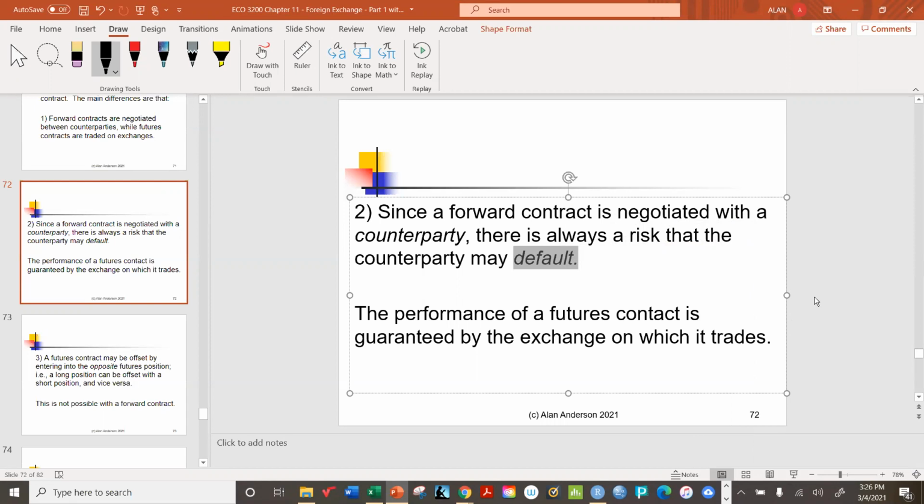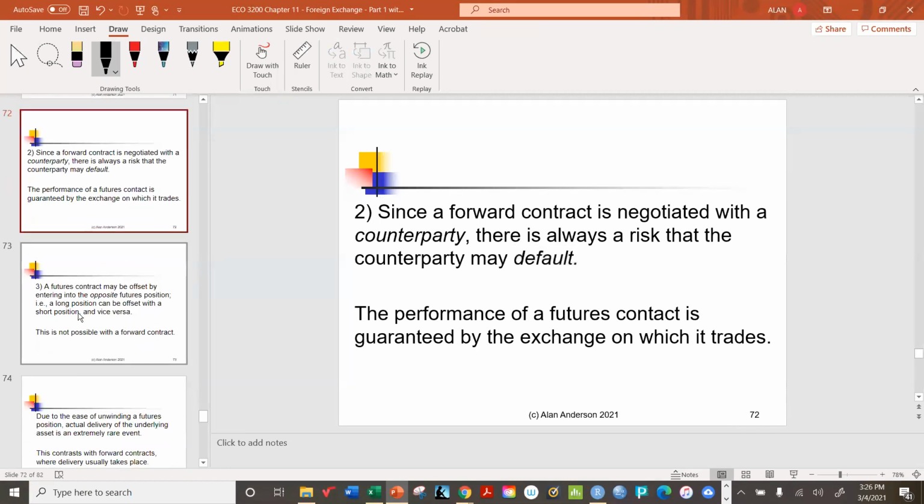All right. So default usually refers to debt. Okay. So let's say I'm in a contract to buy 100,000 pounds from Goldman Sachs. Well, if they're out of business, there's nobody there to sell me those pounds. And so there's a risk there. With a futures contract, the performance is guaranteed by the exchange. So you have nothing to worry about. If there's a problem, they will cover everything. It will take care of it for you. That's kind of a big deal.